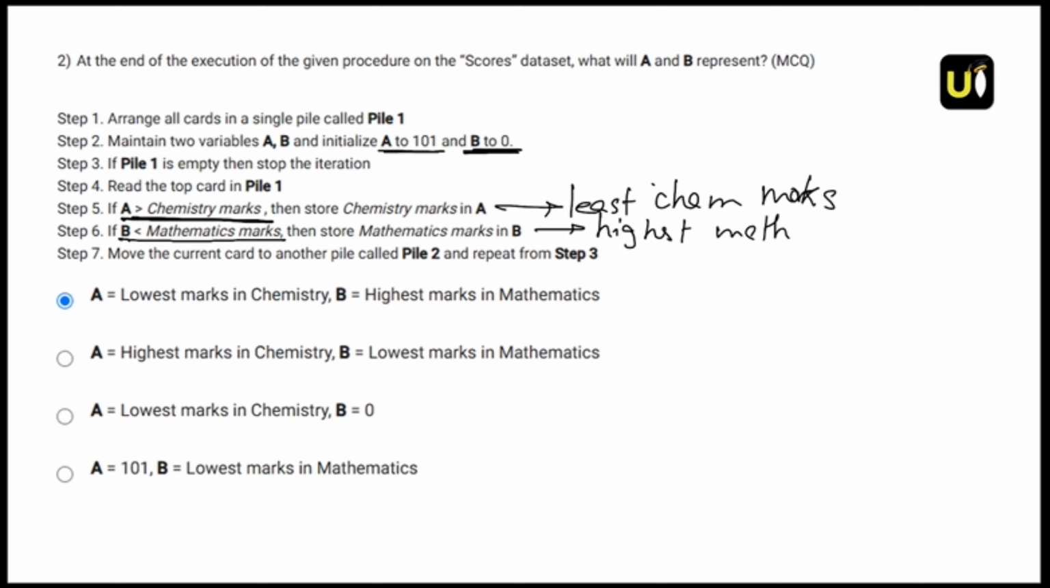So we have to see the least number of marks. We have to see the lowest chemistry marks here, because it says if chemistry marks is less than A. So we are finding the least chemistry marks here, because A is a large number and we have to find the lowest chemistry marks every time we go through the iteration. And B is a small value, and we have to find something larger than B. So every time we iterate through it, we get a larger value. So B is for finding the highest math marks. So A is the lowest of chemistry and B is the highest of math.